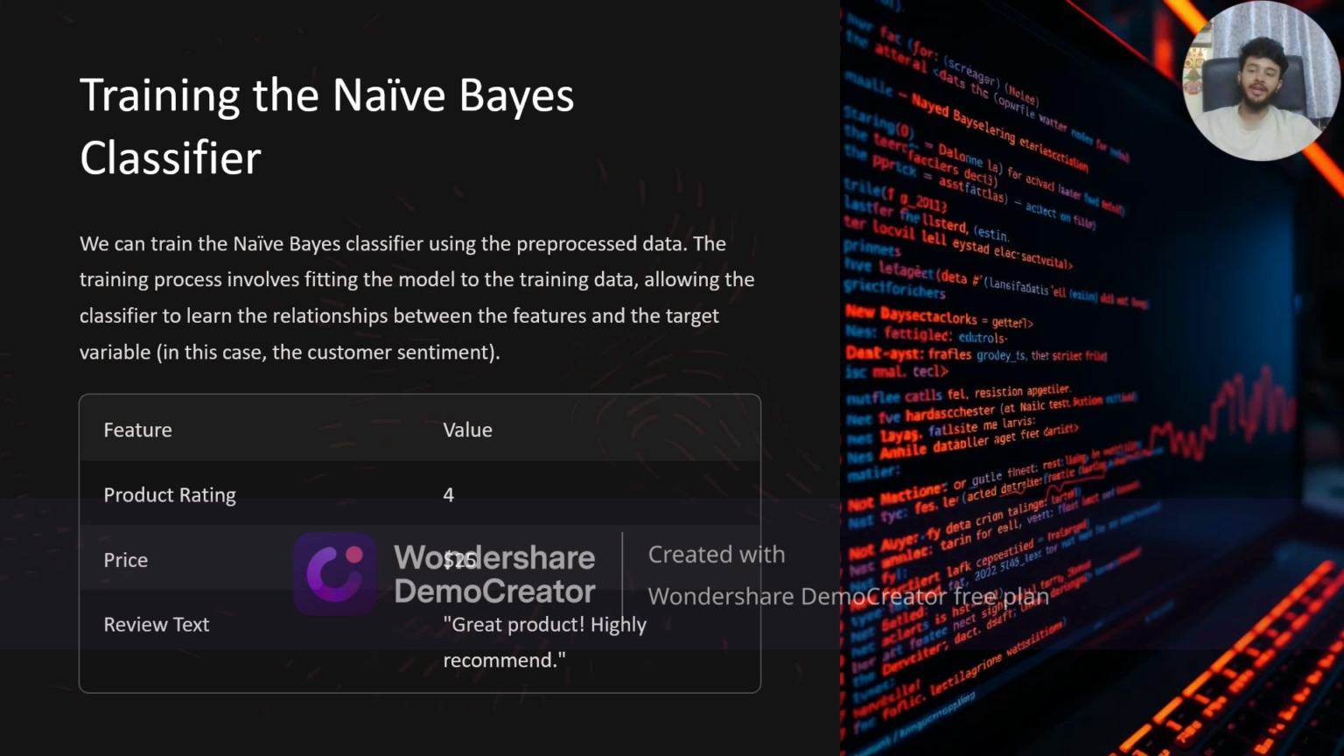Training the naive-Bayes classifier. We can train the naive-Bayes classifier using the pre-processed data. The training process involves fitting the model to the training data, allowing the classifier to learn the relationship between the features and the target variable, in this case, the customer sentiment. Feature values like product rating 4 and price are examples of this.